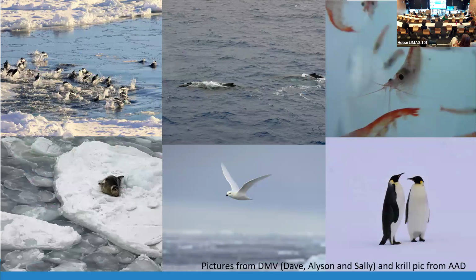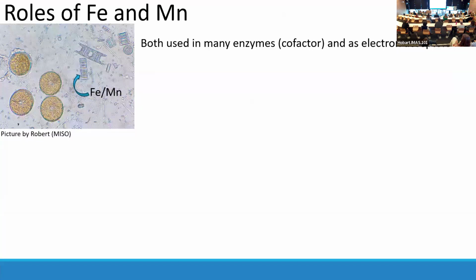I don't often get to put pictures of other things than phytoplankton on my screen. So I also wanted to mention that phytoplankton is crucial because they are the base of most marine food webs. And so in the Southern Ocean, they feed the krill, which then feed all these charismatic megafauna. And these are all pictures that came from the Denman Marine Voyage. So now that I have them, I thought I could use them.